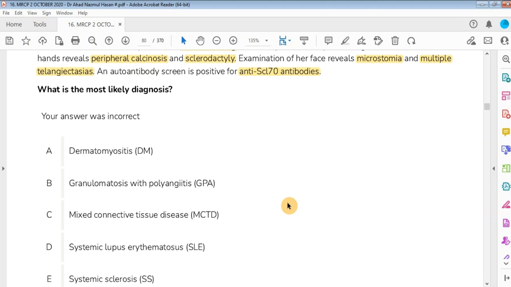What is the most likely diagnosis? A. Dermatomyositis. B. GPA. C. Mixed connective tissue disease. D. SLE. E. Systemic sclerosis.